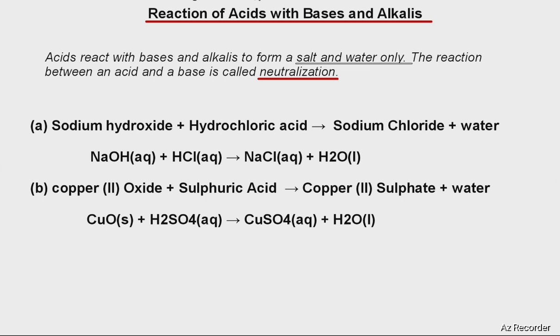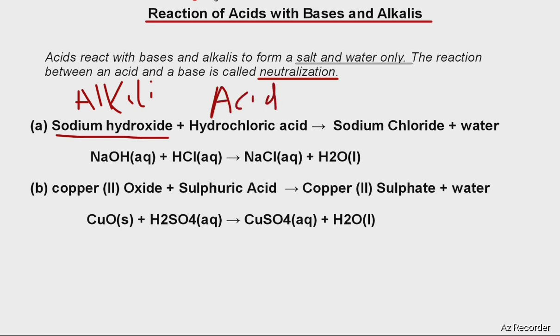Now sodium hydroxide is a base, and what type of base is it? It's an alkali. Sodium hydroxide is an alkali. So we are reacting an alkali with hydrochloric acid, which is what? An acid. And here we get sodium chloride, which is a salt.